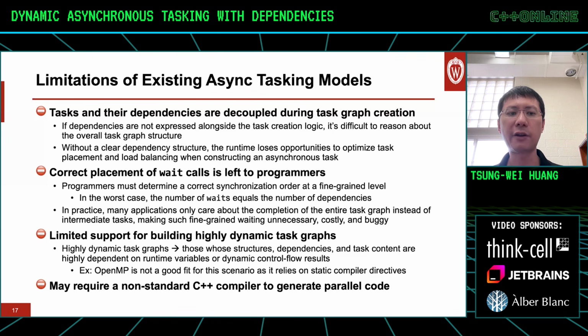And this is very, very difficult for existing frameworks to achieve. For example, if you take a look at OpenMP, it is not a good fit for this scenario because it relies on the compiler to generate parallel code, which is relatively static. You do not have that much dynamic information that appears at runtime when you program your OpenMP program. Finally, some models may require a non-standard C++ compiler to generate parallel code, such as OpenMP and OpenCilk, which can easily run into portability issues across different computing platforms.